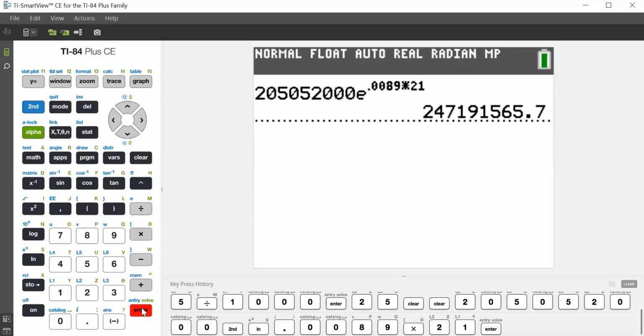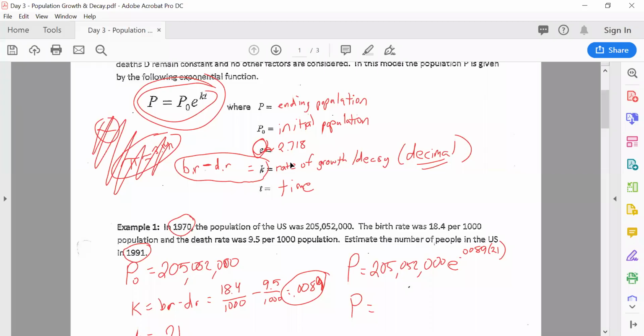247,191,565.7 people. There's an issue with this. Can you have 0.7 of a person, Griffin? No, you can't have 0.7 of a person. So what we're going to do with people is round to the nearest person. 247,191,565.7 is bigger than 0.5, so 566 people. Round to the nearest person. Whoop, there it is. We got it.